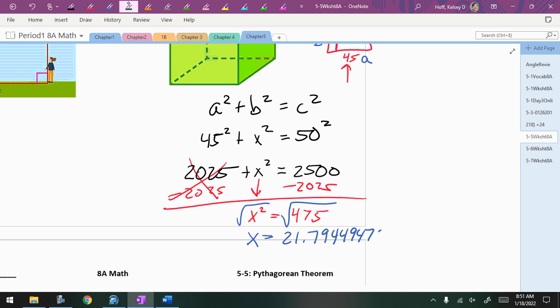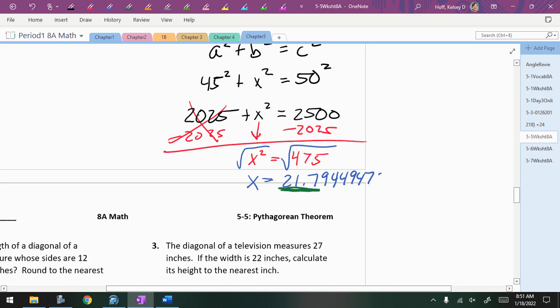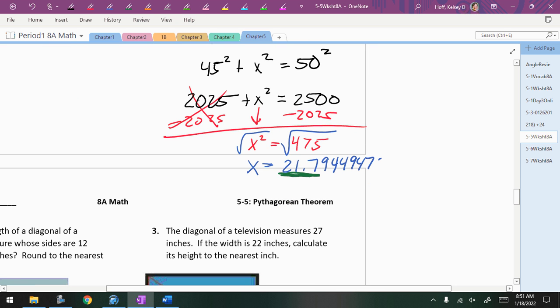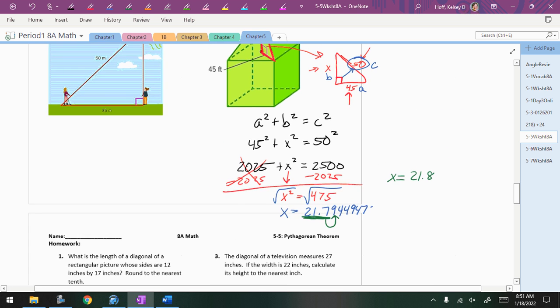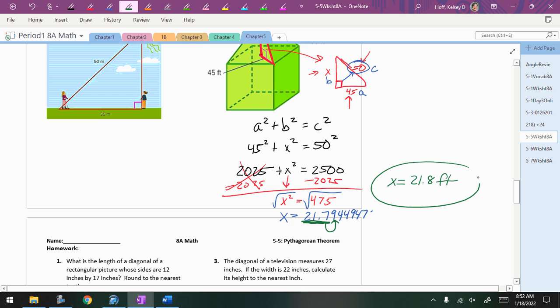So I know that 21 and 0.7 are what I'm looking at. But what I have to decide is about that 7. So I go one number over. Is that high enough to round this up? Yes. So my X would actually equal 21.8, and what's my label? Feet. 21.8 feet.